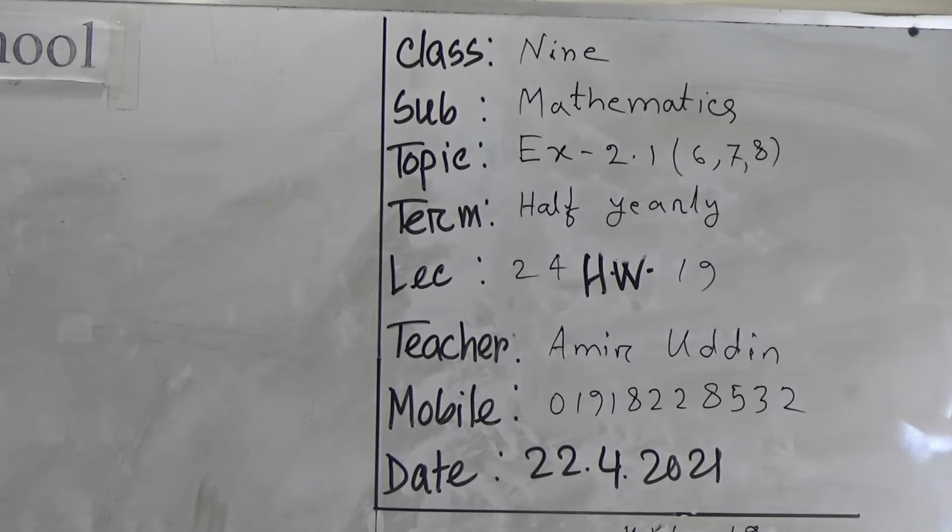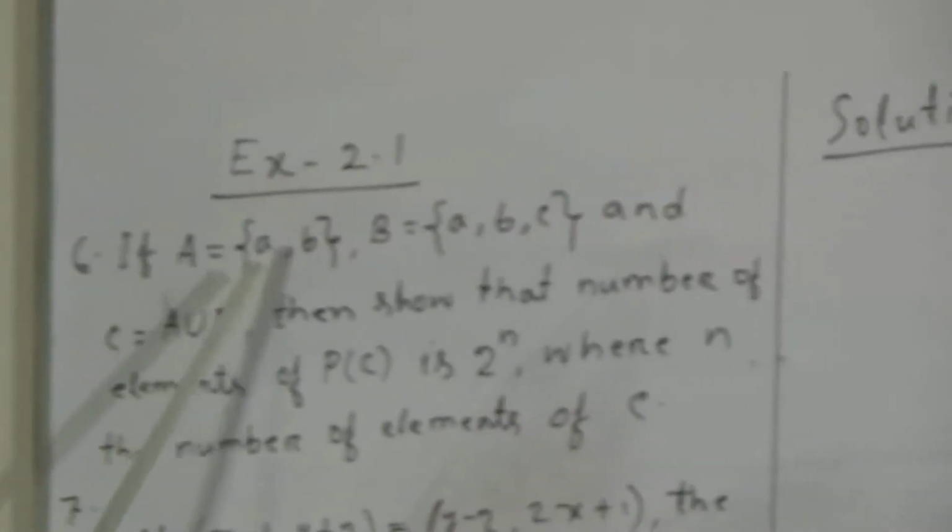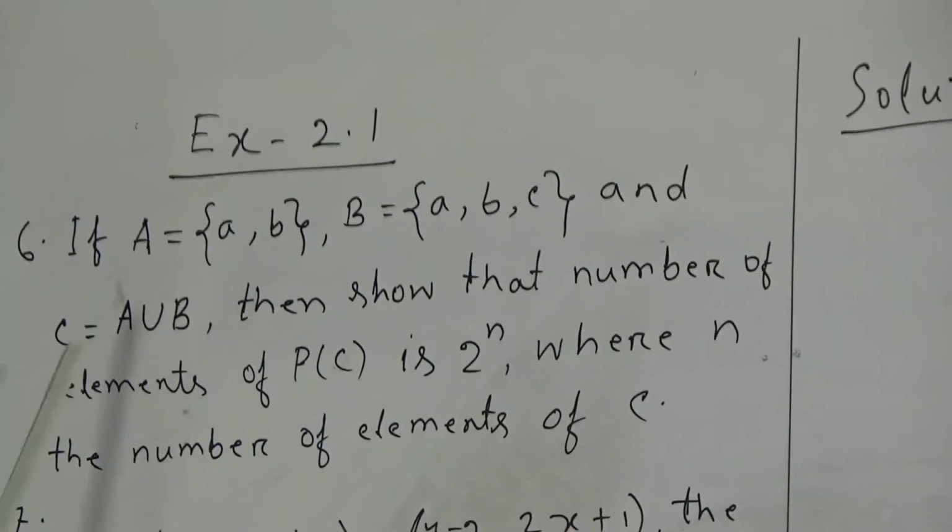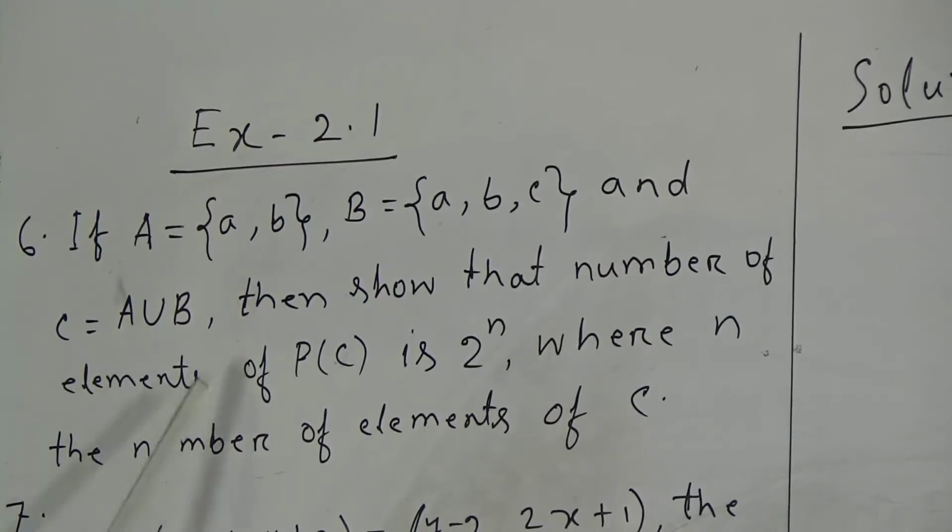At first we will solve question number 6. Here the question is, if A equal to {a, b} and B equal to {a, b, c} and C equal to A union B, then show that the number of elements of power set of C is 2 to the power n, where n is the number of elements of C. At first, here A equal to {a, b} and B equal to {a, b, c} are given, so we can easily find out C equal to A union B. Then we will find out the power set of C. Then we will count the number of elements of the power set of C.